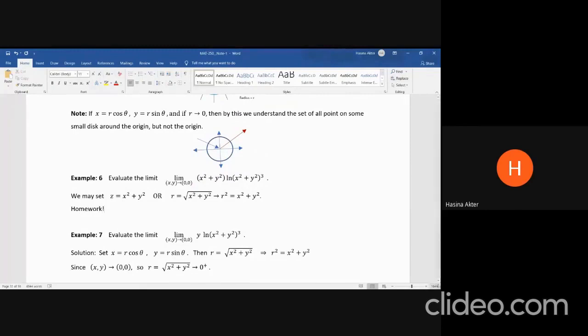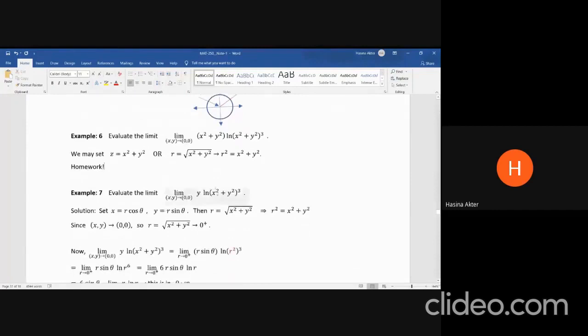But for exercise 7, look at exercise 7. You have two different types of variable expressions. One is x squared plus y squared, the other one is just y. So you won't be able to set z equals y or z equals x squared plus y squared. Suppose you wish to set z as x squared plus y squared, then how are you going to eliminate y?